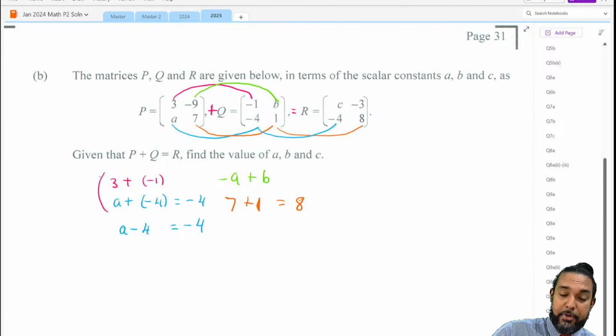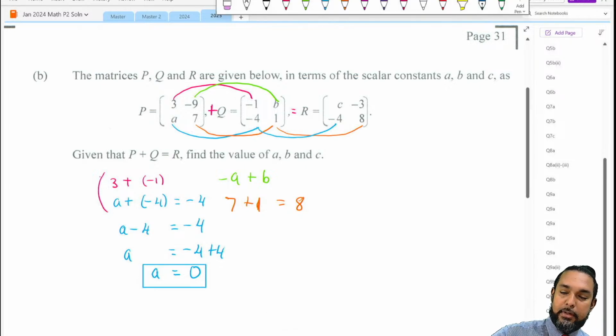So if you want to see the working, you have to remove the minus 4. To do so, you have to use the opposite operation. So you will add 4 to both sides. And of course, minus 4 plus 4 will give us back 0. Therefore, a is equal to 0.